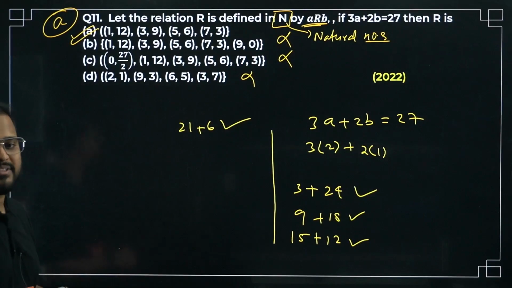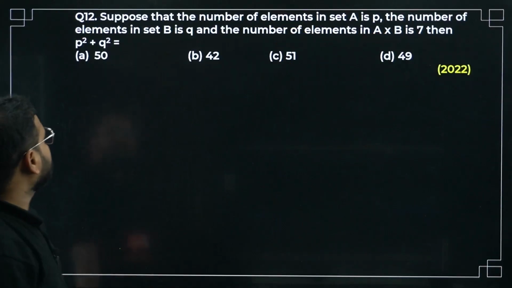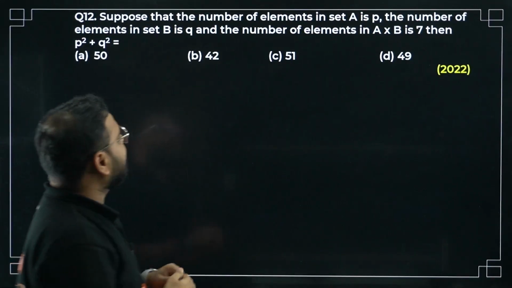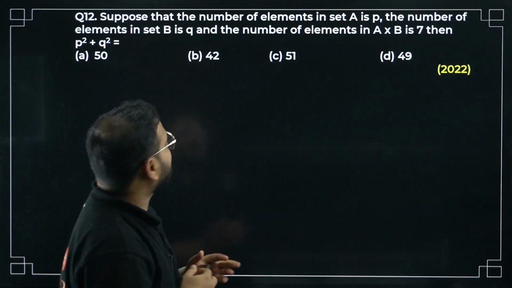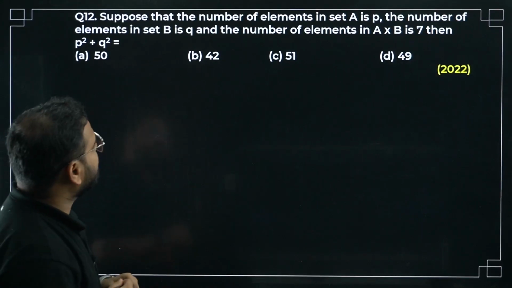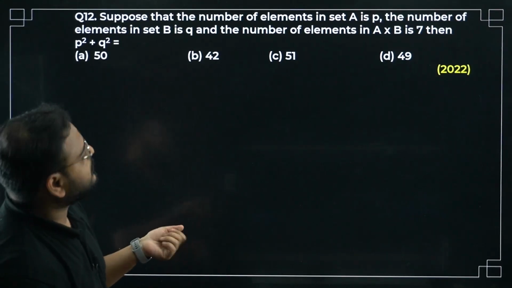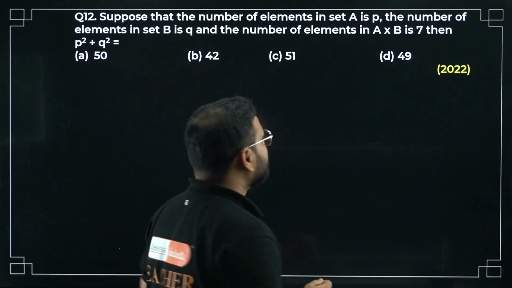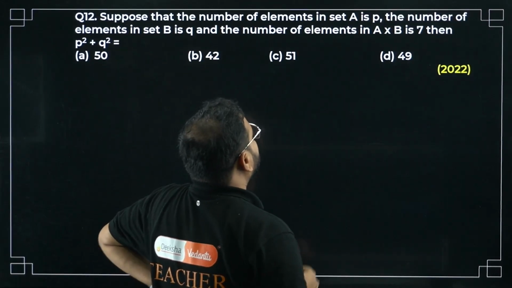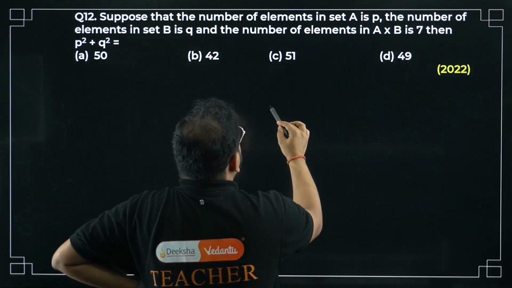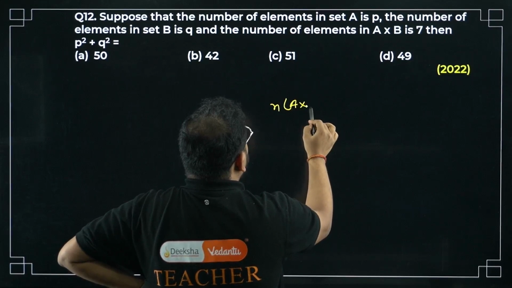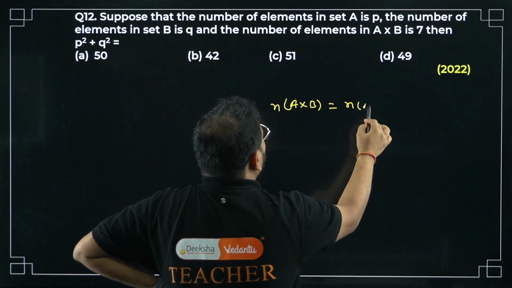Okay. 11th is done. Let's move on to question number 12. Suppose that the number of elements in set A is P and the number of elements in set B is Q. The number of elements in A cross B is what? A cross B is what? Simply, n of A cross B would be nothing but n(A) into n(B), right?